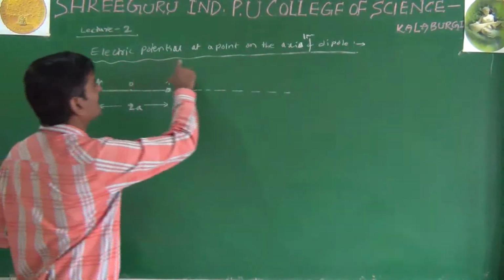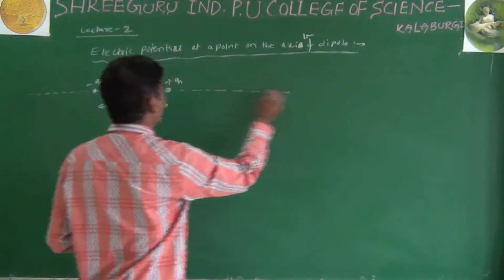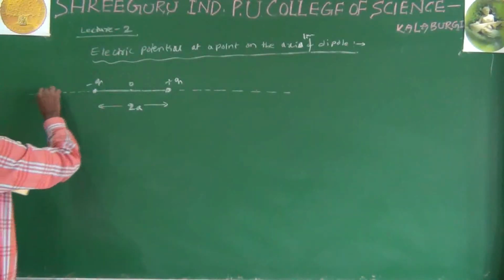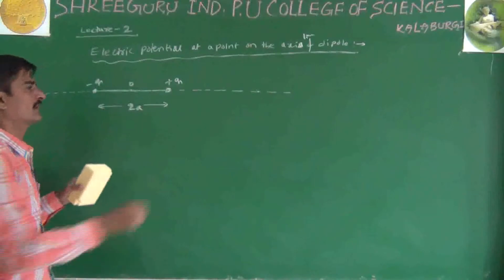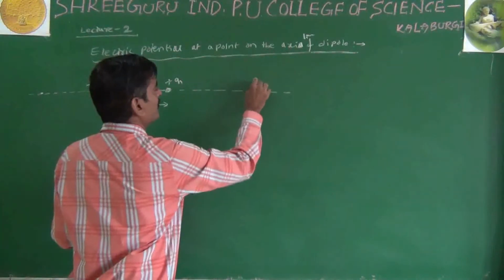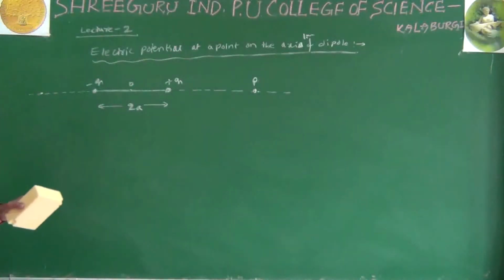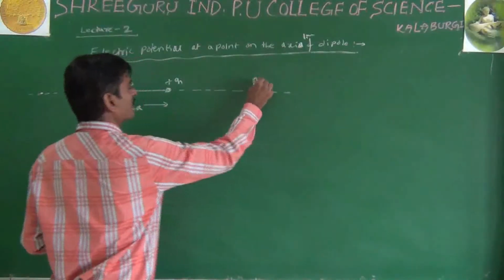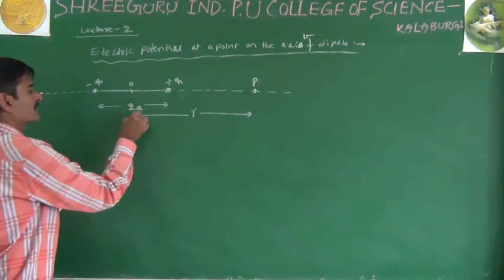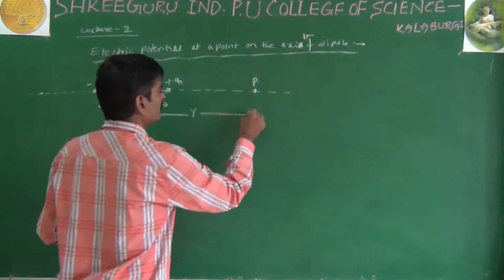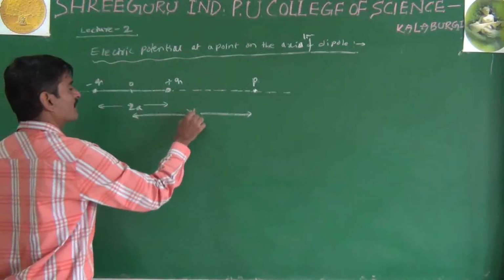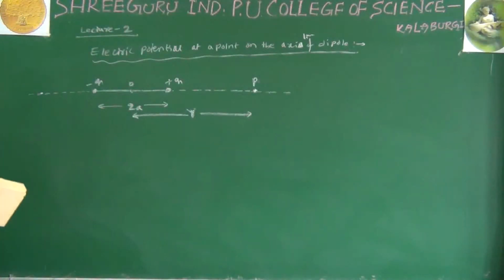So now we have to find electric potential at a point on the axial line of the dipole. On this axial line, anywhere, here or here, at any one point, I will find the electric potential. So for that, let P be a point on the axial line of the dipole at a distance r from the center of the dipole. O is the center of the dipole.